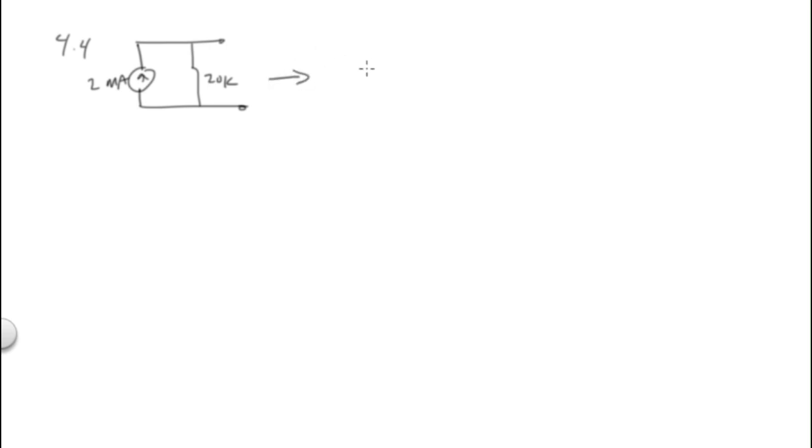To convert Norton to Thevenin, you basically do the voltage, which is V equals I times R, or 40 volts. 2 milliamps times 20k is 40 volts, and you move the resistor over to the 20k spot, and you're all set. So just move this over, multiply V equals I times R, and you're all done. That's what you have to do for 4.4.